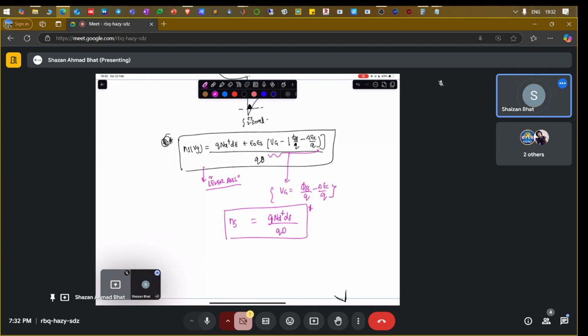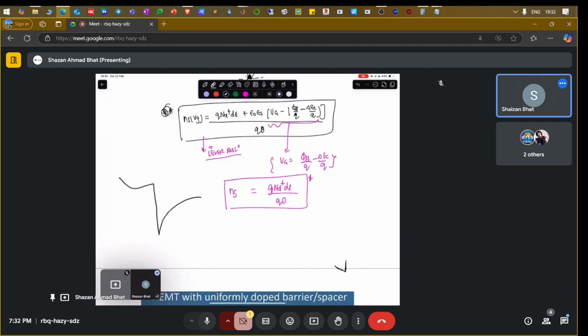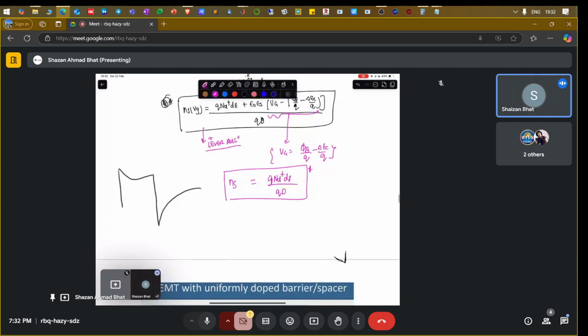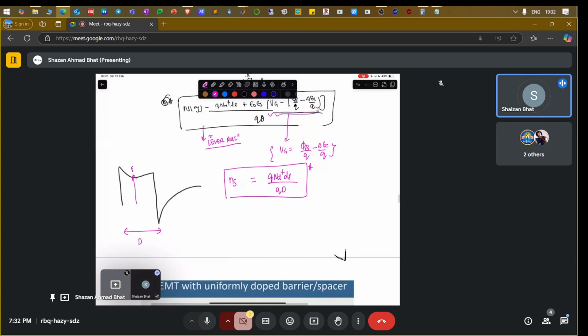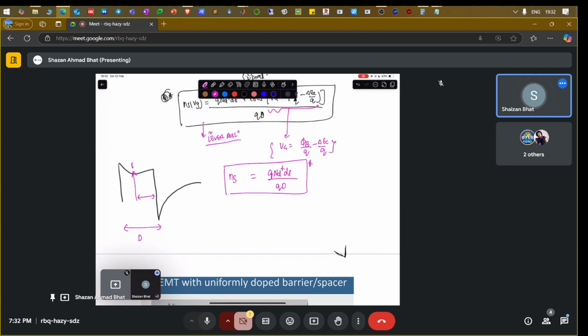What are these other quantities? So if you have a delta doped region, then this thickness is basically capital D, and the distance of this is particularly, let's call it small d. Let me check the nomenclature whether it should match with the equation. It should not mess up. Yeah.